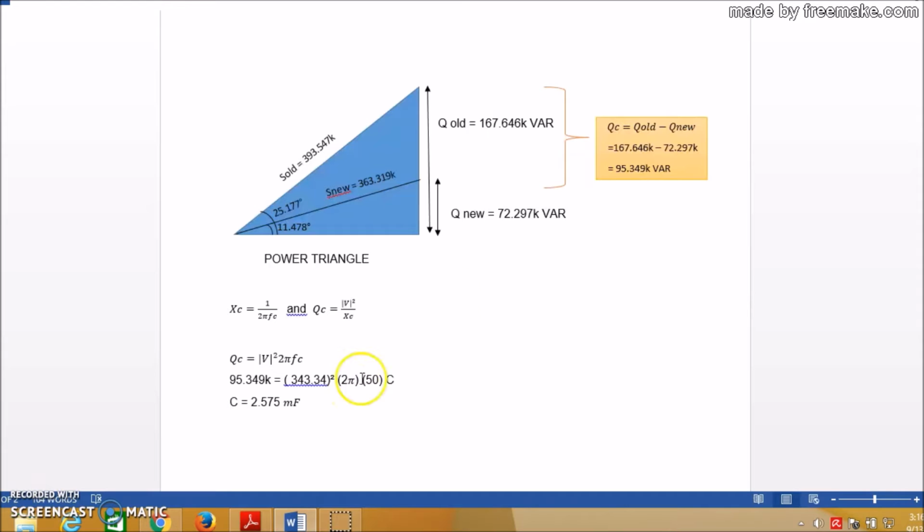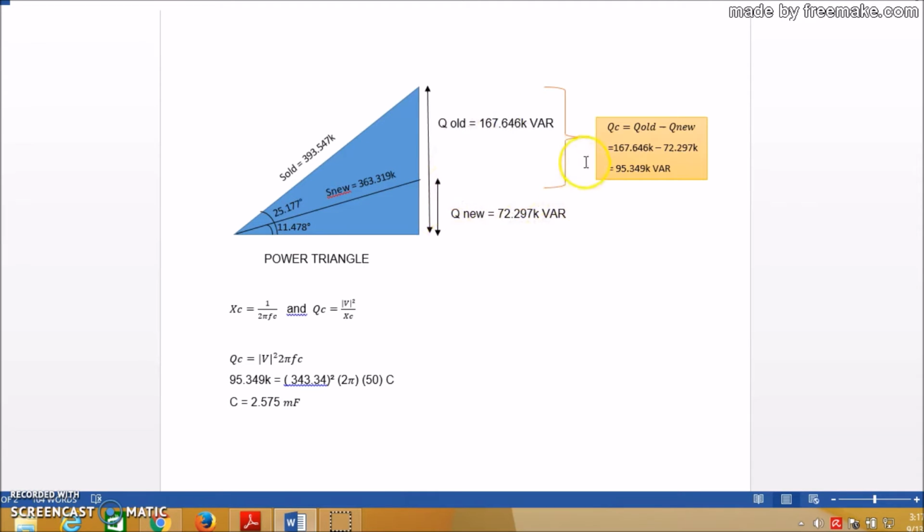So the next step is to draw the power triangle. We can obtain the values from the previous calculations. In this power triangle, we have QO, Q new, S new, and SO. QO and SO we obtain from the task 1 calculation, which had been explained by my friend. The value of QO is 167.64 kVAR and SO is 393.547 kVA. So this is the S new that we calculated just now, and this is the Q new.